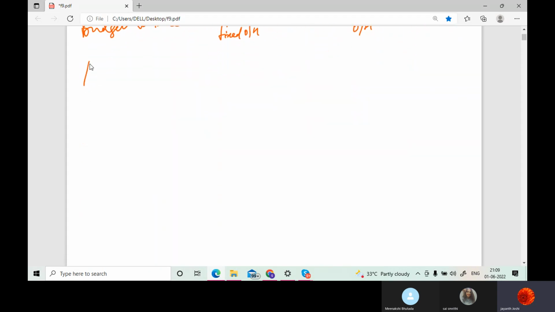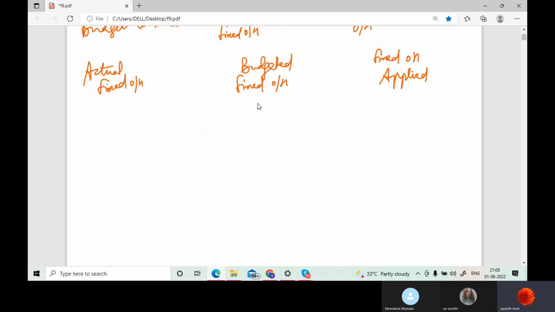So again, I'm writing the same thing: actual fixed overhead, budgeted fixed overhead, fixed overhead applied. Before going to the next concept, I will give you some details about fixed overhead applied. Okay, so make a note of this.